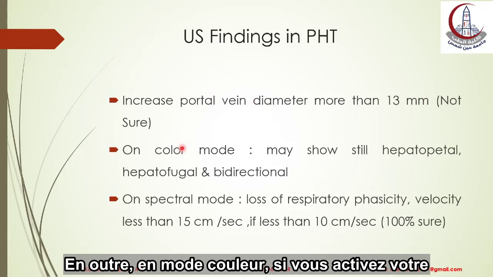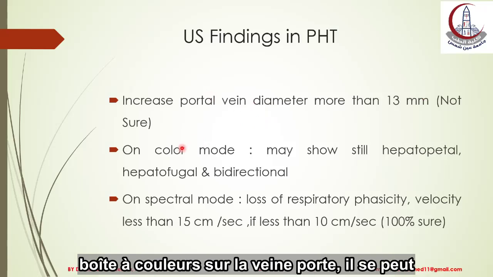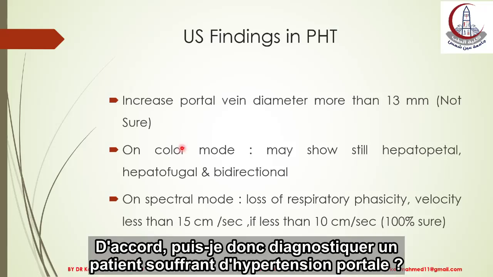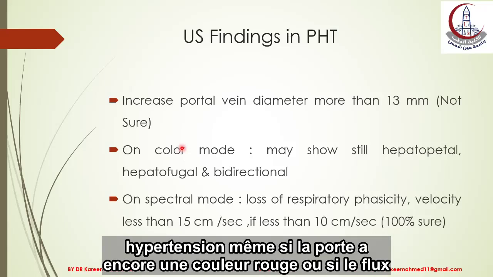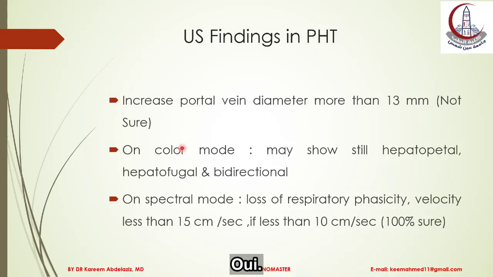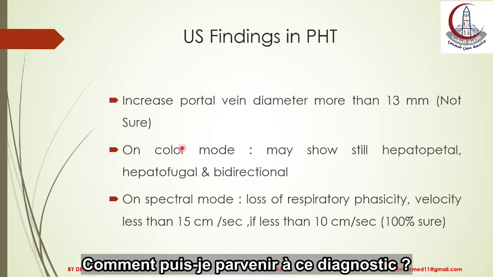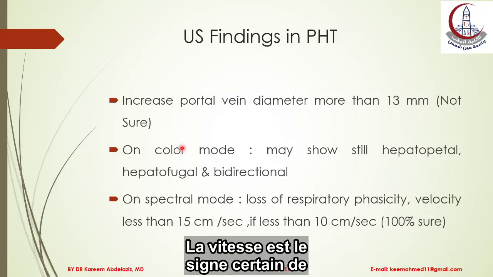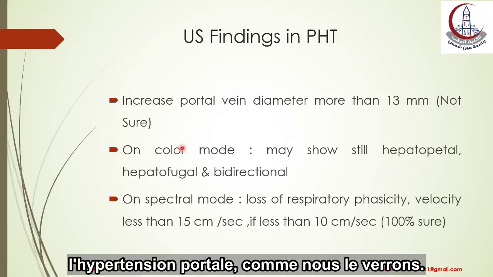Also in color mode, if you activate your color box on the portal vein, it may still show hepatopetal flow and still we have portal hypertension. Okay, so can I diagnose a patient with portal hypertension even if the portal vein still has red color or still has hepatopetal flow? Yes. So how can I reach this diagnosis? Because in this case, we depend on velocity. Velocity is the sure sign of portal hypertension, as we will see.